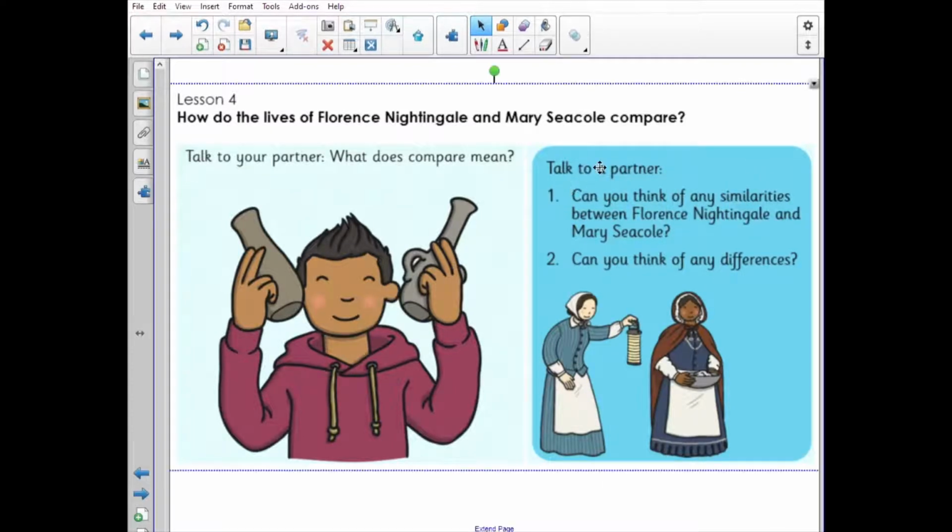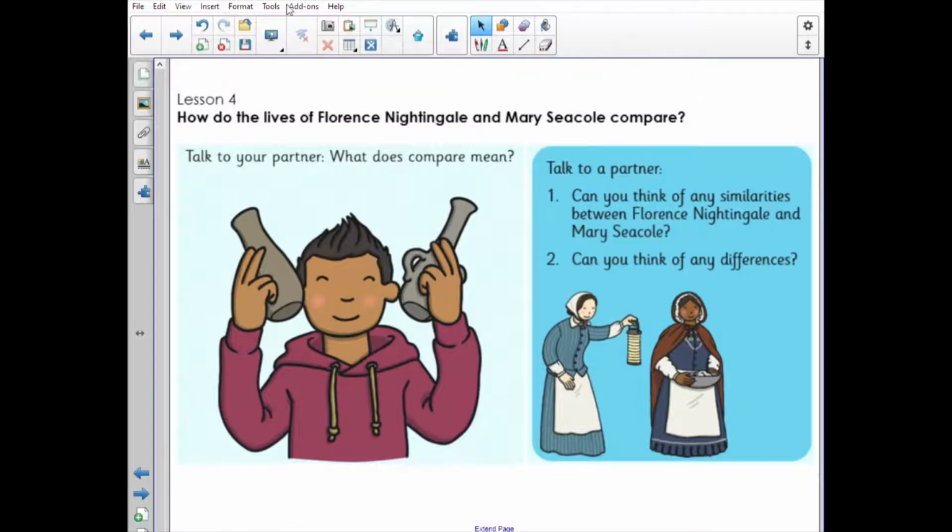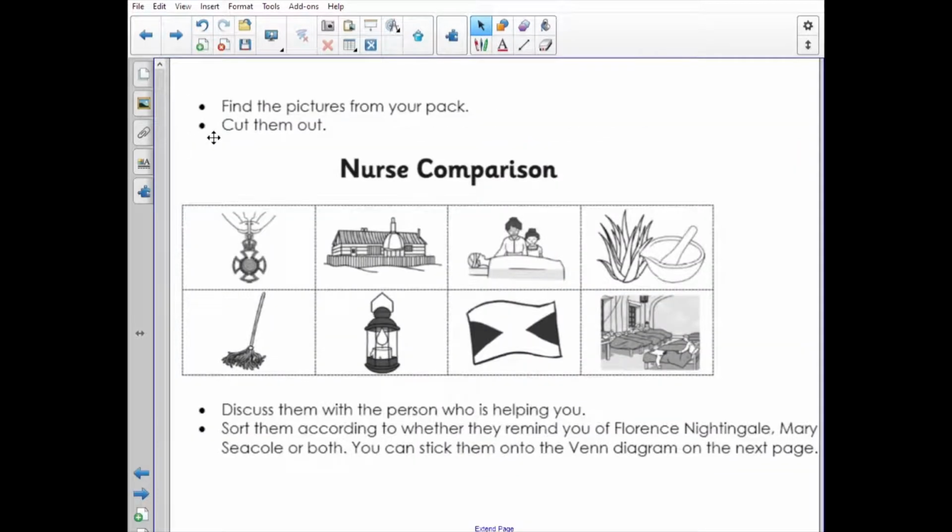Talk to a partner again now. Can you think of any similarities between Florence Nightingale and Mary Seacole? And can you think of any differences? When you're ready to talk about that, pause the video, press play when you're ready for the next thing. So both nurses there, Florence Nightingale, Mary Seacole, lots of similarities, but some differences as well.